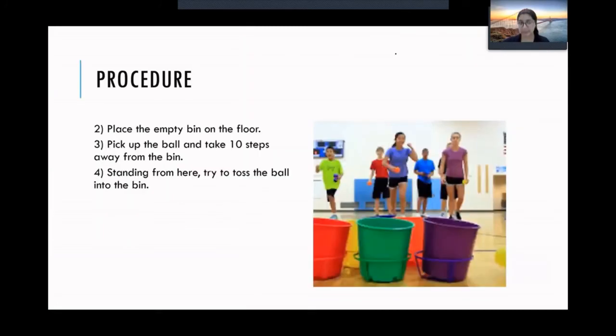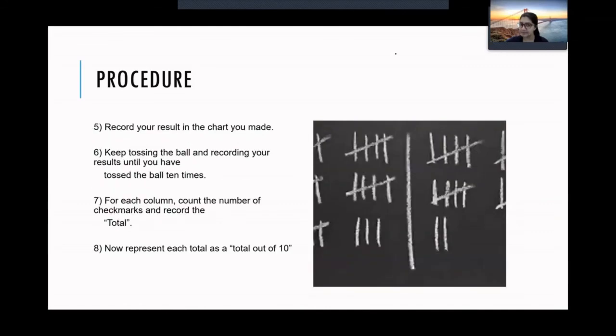Once you've drawn the chart, place the empty bin or whatever you're throwing your ball into on the floor, and pick up the ball and take 10 steps away from the bin. I've already done this, so I'm not going to do it again, but I will show you my results, and you can either pity me or laugh at me because of my results. Standing 10 steps behind the bin, try to toss the ball into the bin. Record your result in the chart you made and keep tossing the ball and recording results until you've tossed the ball 10 times. For each column, count the number of check marks and record the total, and then represent each total as a total out of 10, so as a fraction.